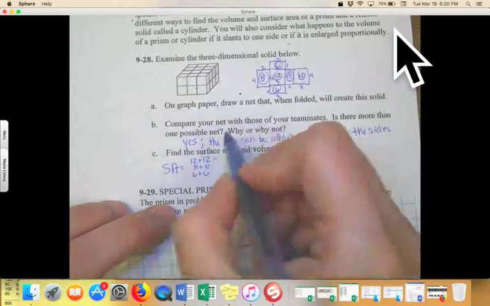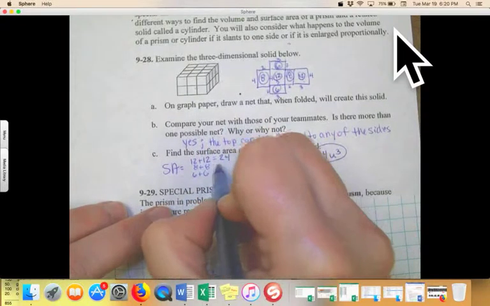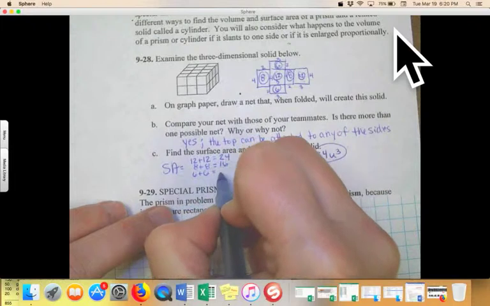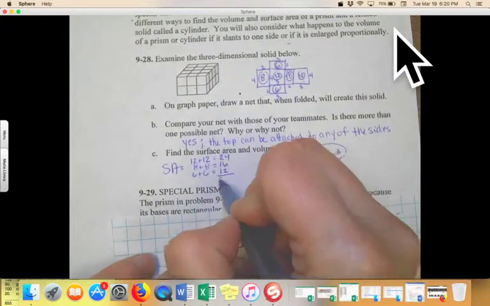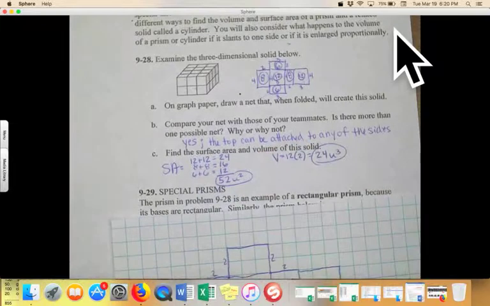So the 12 and the 12 are our top and bottom, that's 24. The 8 and the 8 are our left and right, that's 16, and the 6 and 6 are our front and our back, which is 12. So when we add all of these together, 20, 30, 40, 50, 52 units squared is what we get for our surface area.